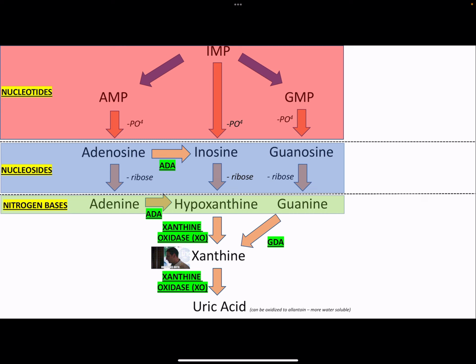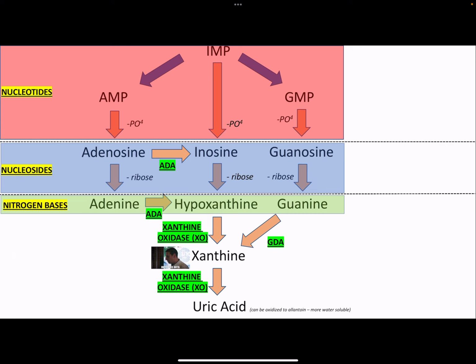Xanthine oxidase then works, and this is where it gets its namesake, on xanthine. It is going to oxidize xanthine into uric acid, which is very important for a couple of diseases we'll talk about in a second. This can theoretically be converted to allantoin, which is a bit more water soluble, and some medications try to exploit that. But this is the entire breakdown.